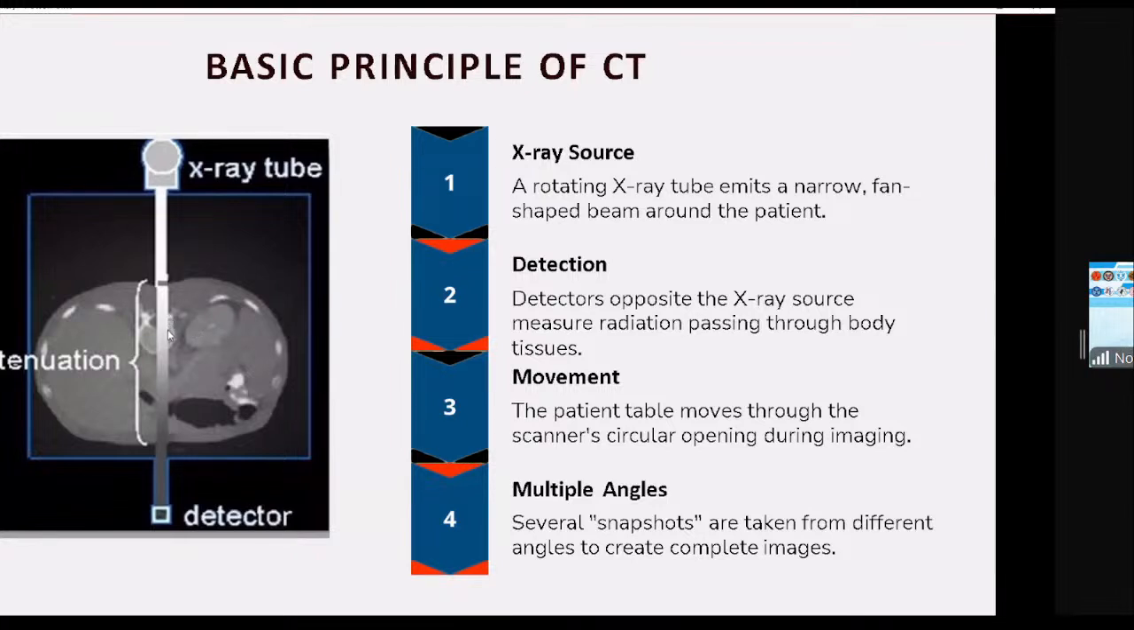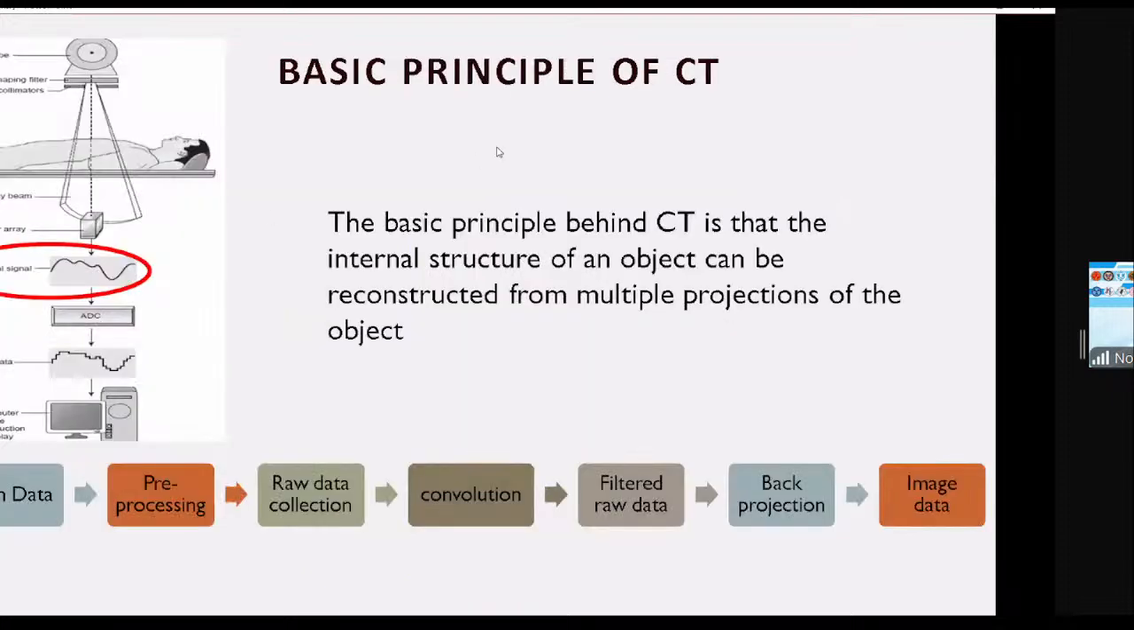Attenuation, where the different tissues in the human body, like bone, muscle, fat, and hair, absorb X-rays differently, and they also create their own variation of intensity. All right. The basic principle behind CT is that the internal structure of an object can be reconstructed from multiple projections of the object.